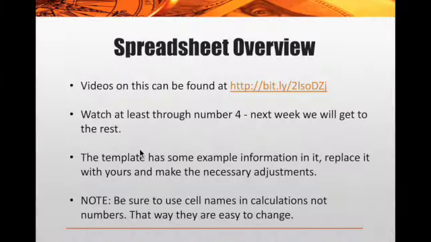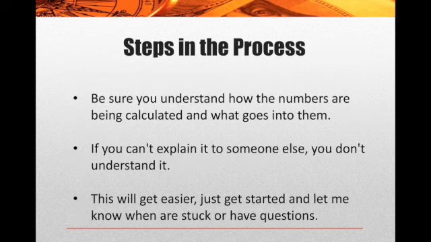So let's see, we talked about the cell names, the calculations, etc. They're easy to change, but make sure you use the cell names in the calculations, not just numbers. Don't multiply by 0.103, multiply by cell E63 that has 1.03 in it, and then you can change those variables easily. Okay, so a couple steps in the process.